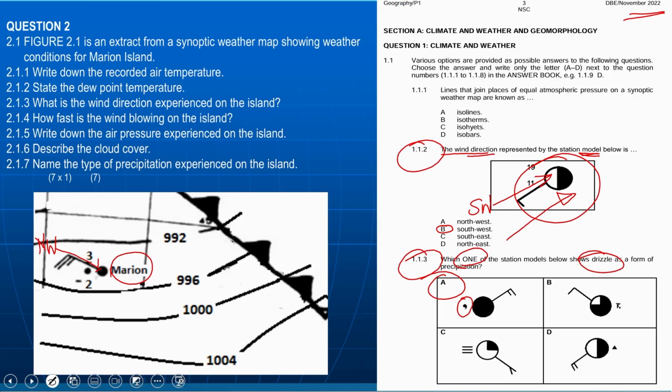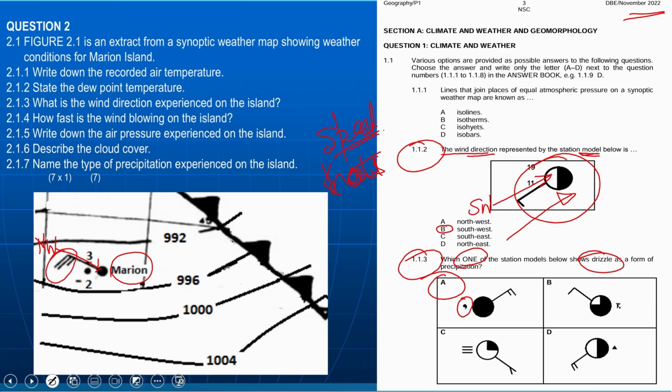How fast is the wind blowing on the island? What are we looking for there? Fast speaks to speed, and speed is in knots. Nautical miles is in knots. So there we go.